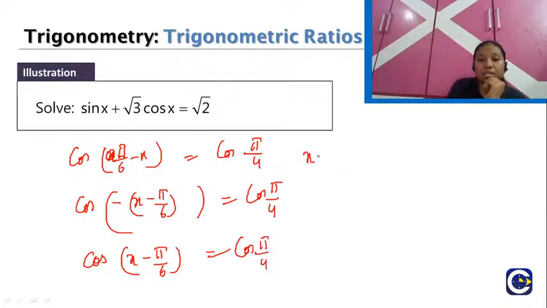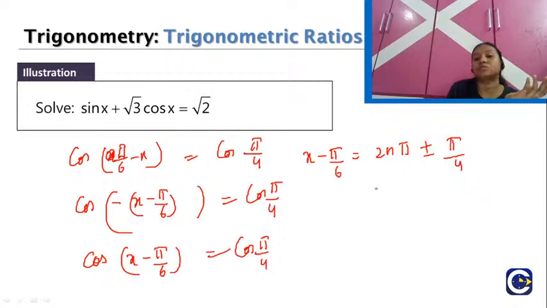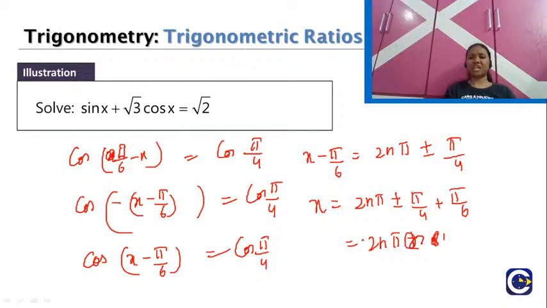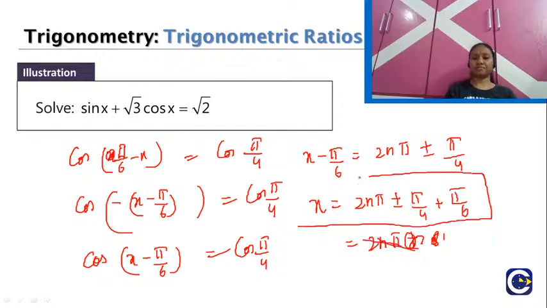So here x minus pi by 6 will be equal to 2n pi plus or minus pi by 4, and x here will be equal to 2n pi plus or minus pi by 4 plus pi by 6, which is nothing but 2n pi plus or minus 5 pi by 12. So you can leave it like this. So this will be our solution, right?